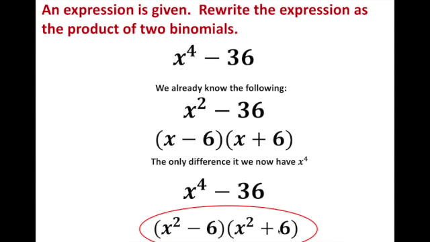And you always know that they're the factors because you should be able to multiply these two back together to get the original expression. So if I did, x squared times x squared definitely gives me x to the fourth. X squared times 6 is 6x squared. Negative 6 times x squared is minus 6x squared. So those two are the ones that cancel. And then finally we have the negative 36, negative 6 times 6.